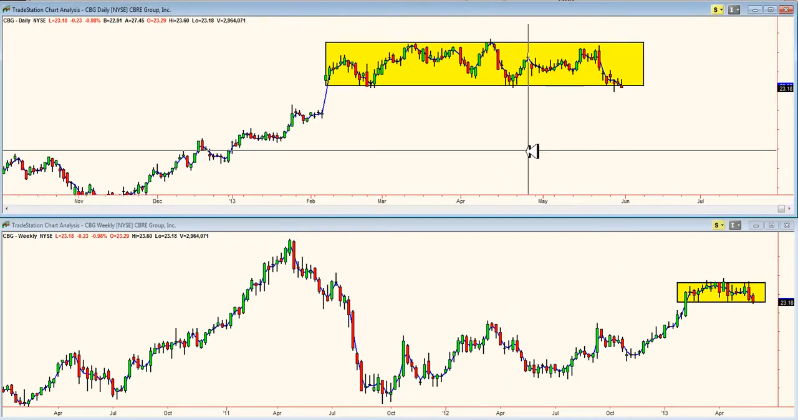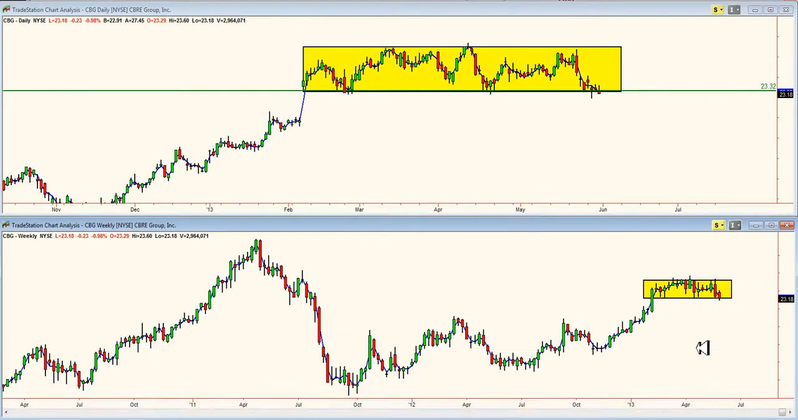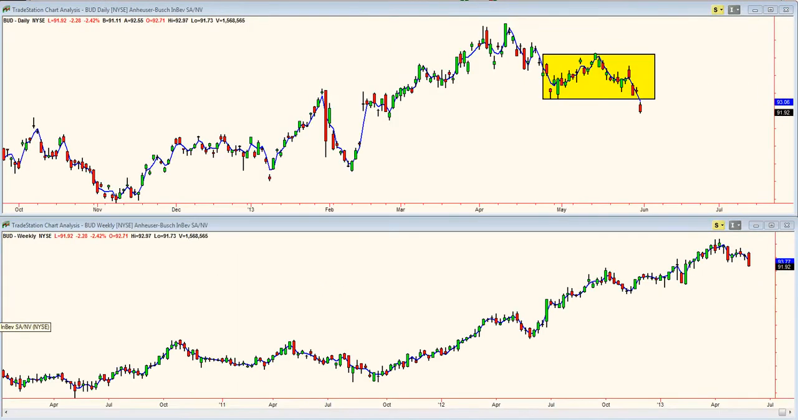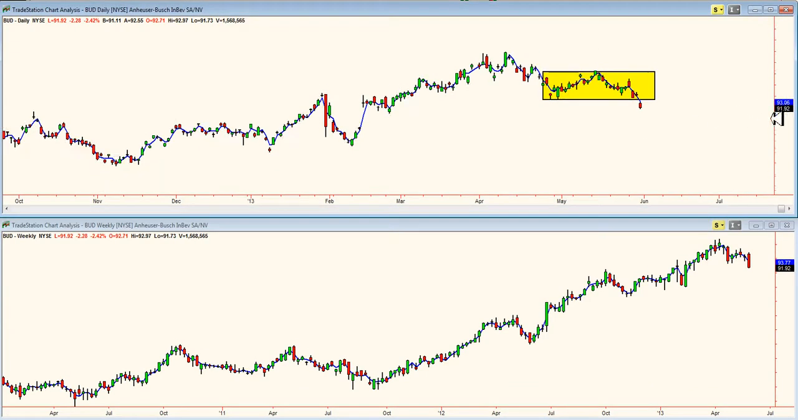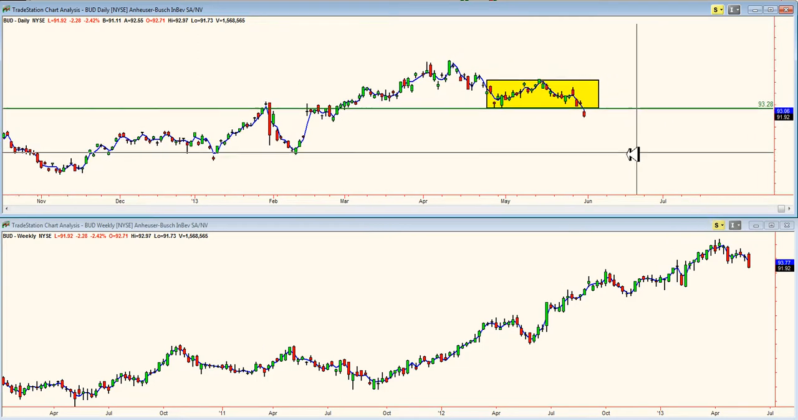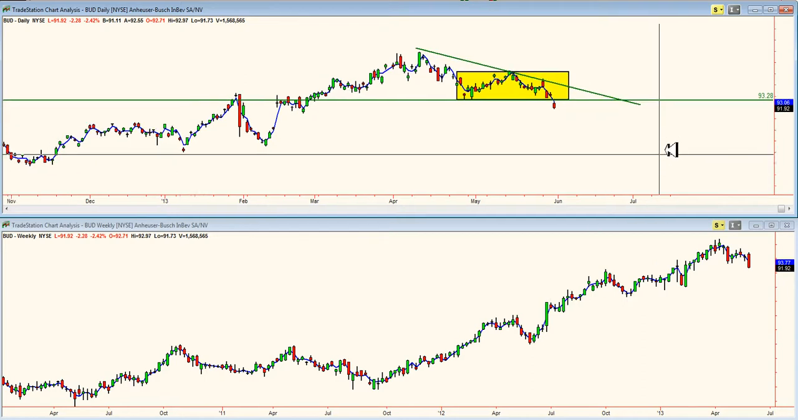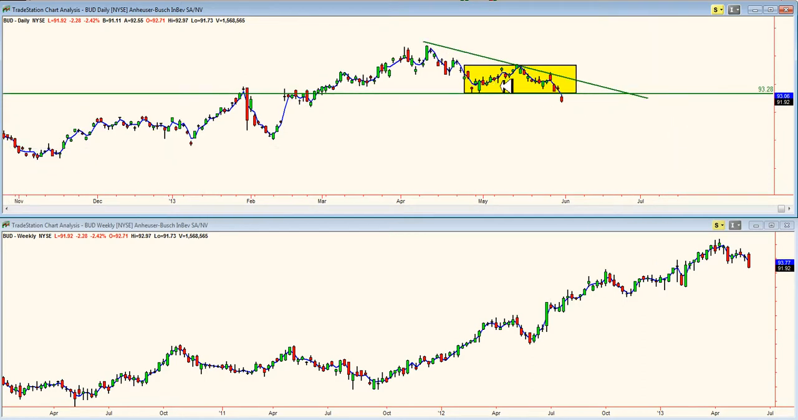CBG. What's CBG attempting to do? Attempting to do what? Break the bottom of the box. How about BUD? What is BUD doing? It is breaking the bottom of the box. And notice also you'll find an establishment of a new trend. In which direction? The opposite direction.